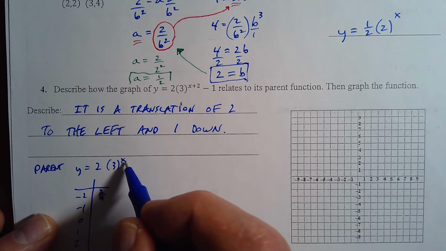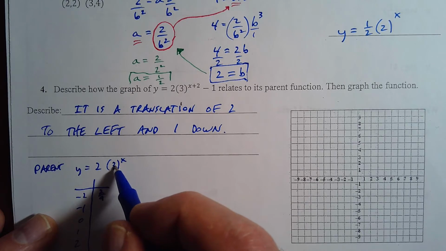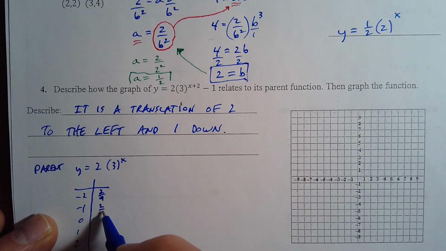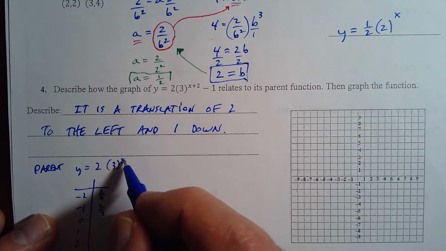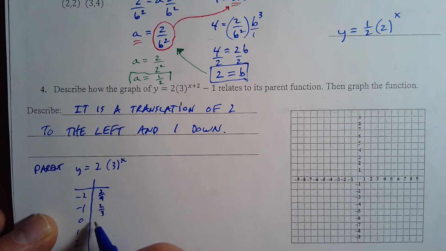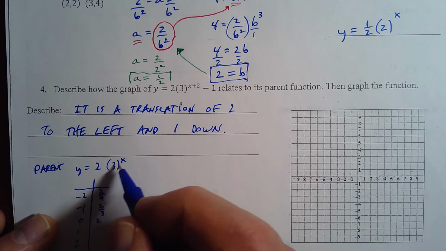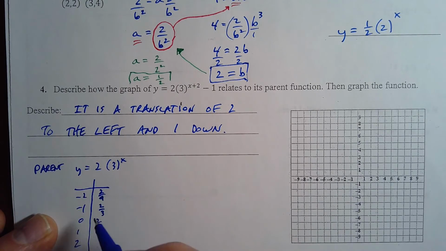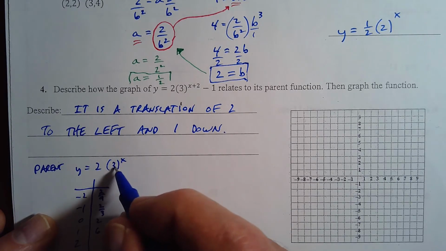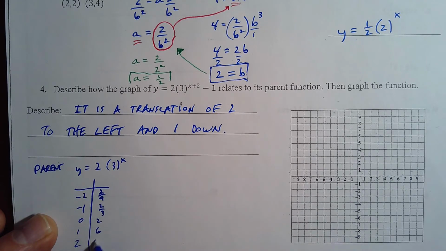Put a -1 in here, I get 1/3 times 2 is 2/3. Put a 0 in here, that turns to 1. 1 times 2 is just 2. Put a 1 in here, I get 3 to the 1 is 3, times 2 is a 6. If I put a 2 in here, that's 9, times 2 is 18.